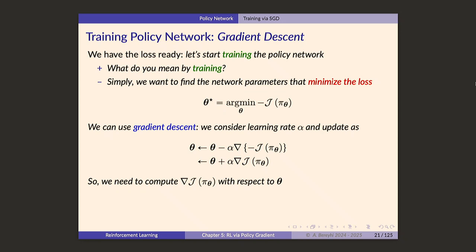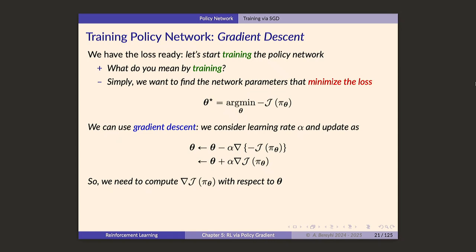So what you're going to do is start with some theta. This is the parameter you have. You compute the gradient of this objective, and then you just move in the opposite direction of the gradient. Since your objective is already minus J, it's going to be plus. So this is what we call gradient ascent, not descent, right? You move in the direction of the gradient itself, not the negative one. OK, so we want to do this.